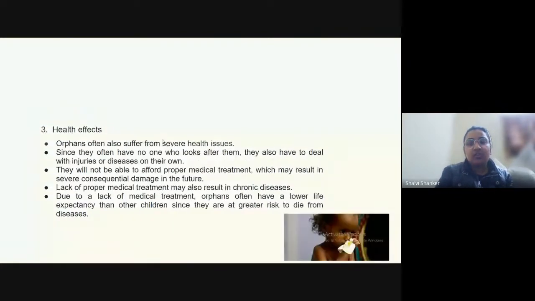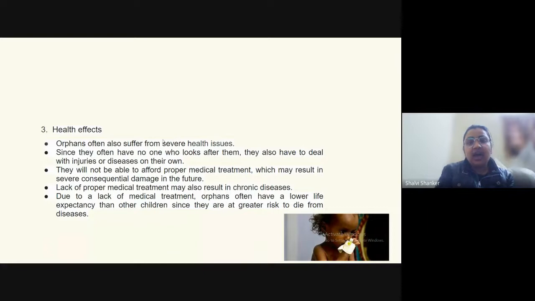Health effects. Orphans also suffer from several health issues, since they often do not know who looks after them. They have to deal with several injuries and diseases on their own. They will not be able to afford proper medical treatment, which may result in serious damage in the future. Lack of proper medication may also result in chronic diseases. Due to lack of medical treatment, orphans often have a lower life expectancy than other children.